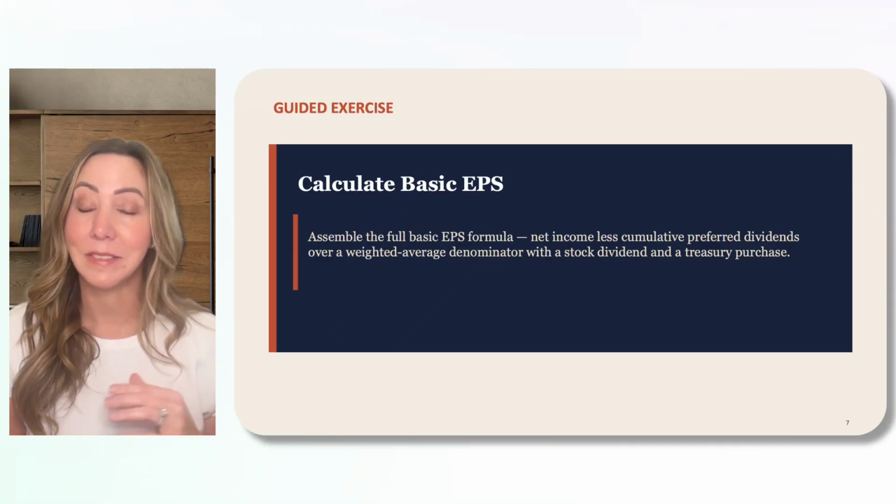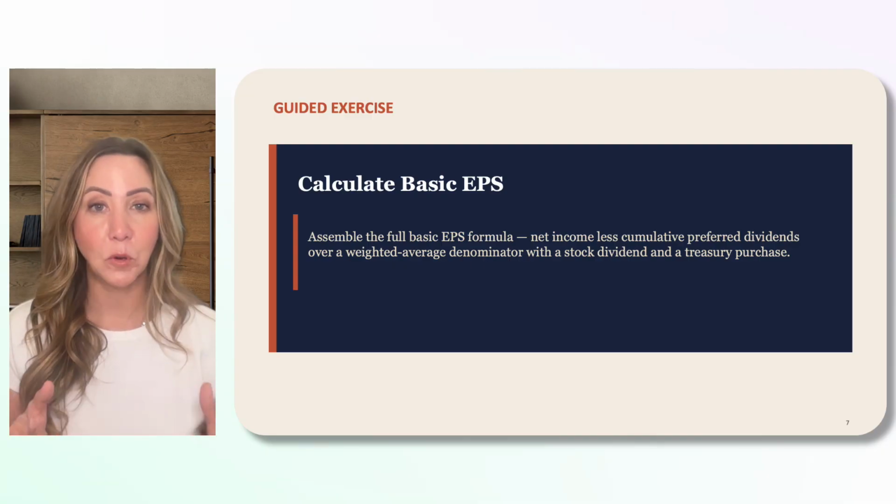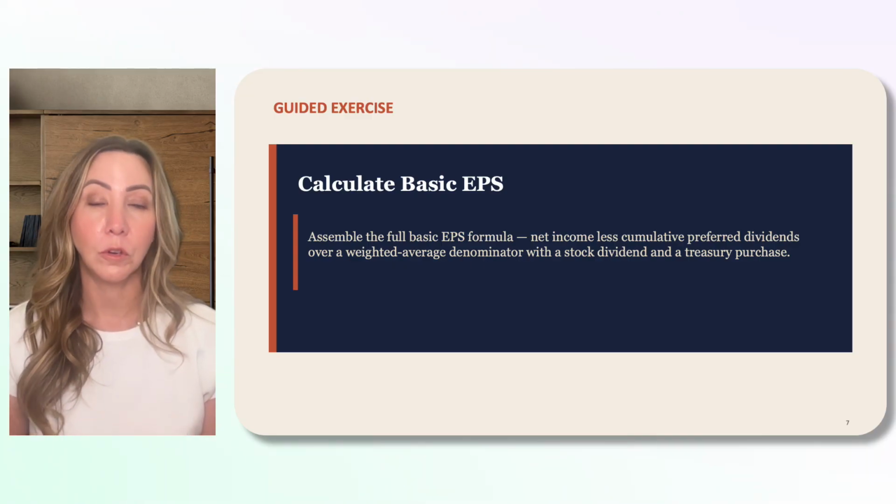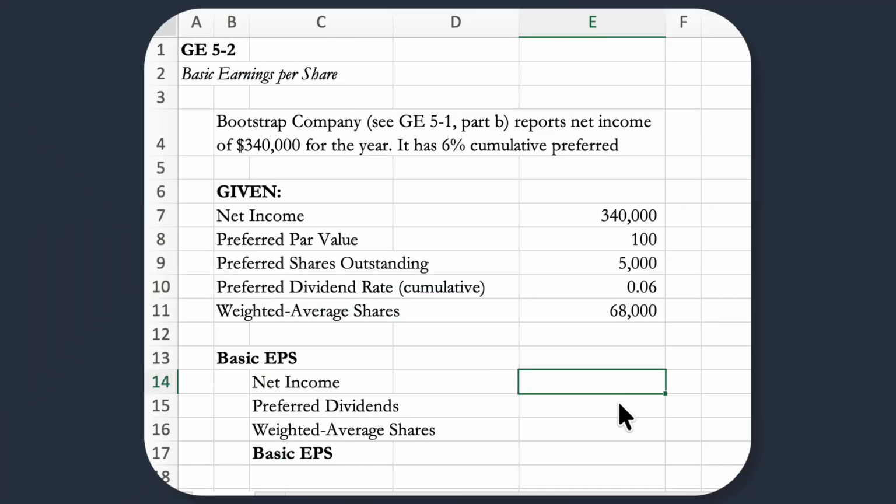Now we're ready to put the pieces together and calculate basic earnings per share. Remember our formula: net income less cumulative preferred dividends over weighted average shares outstanding. Let's revisit Bootstrap Company from part B of our first exercise, and we've been given some information. We've already got net income, and we also need preferred dividends. We've got the preferred shares outstanding of 5,000, and we also have the par value, so that's how much our shares are worth in dollars. And to get the preferred stock dividend, we just multiply this by 0.06.